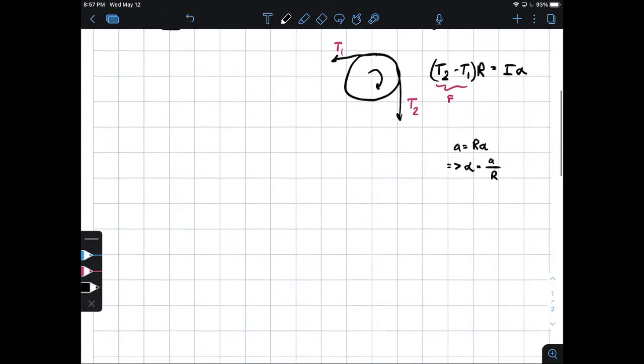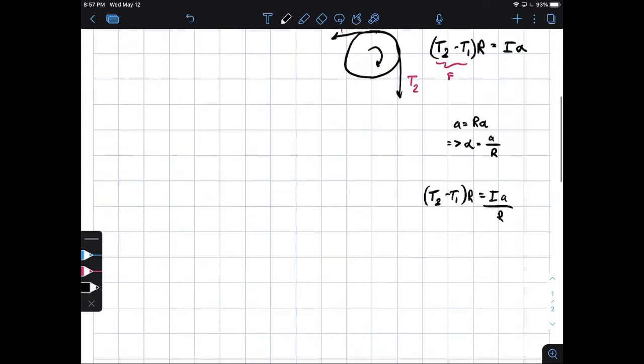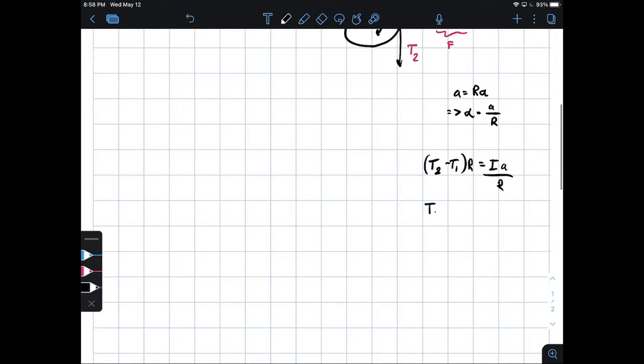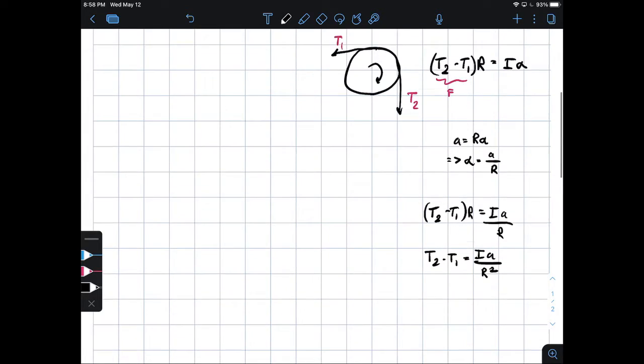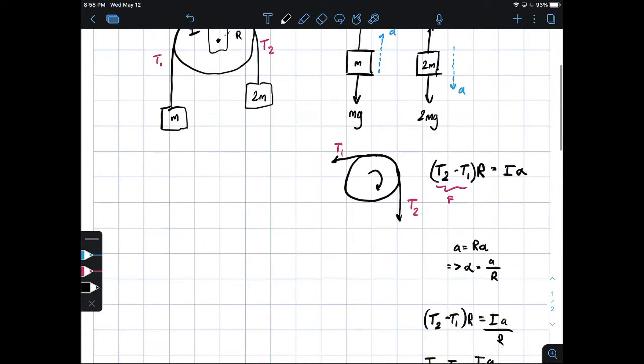Now we're going to substitute that into our equation. We're going to say T2 minus T1, all times r, is equal to I a over r. Now we want to isolate our tensions a little better. We're going to say T2 minus T1, we're going to divide by r in this case, is equal to I a over r squared. So now we have just our forces here, and we have a valid equation.